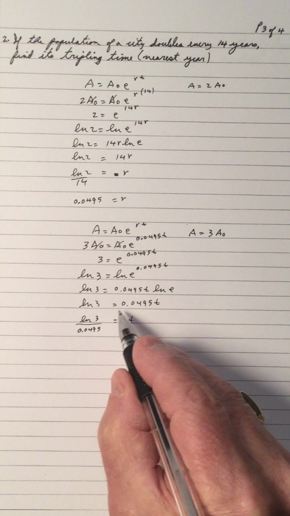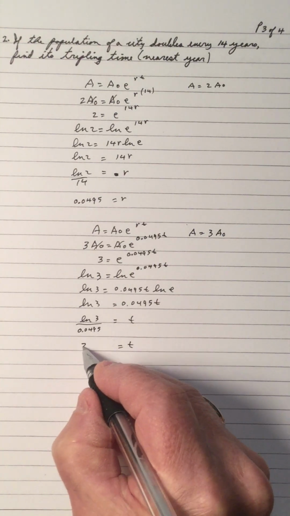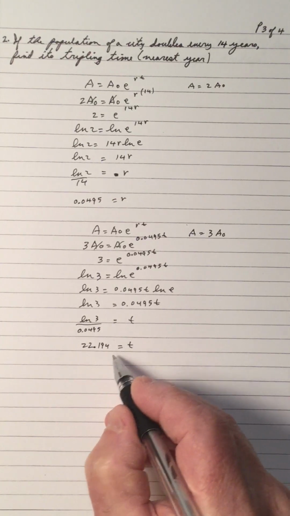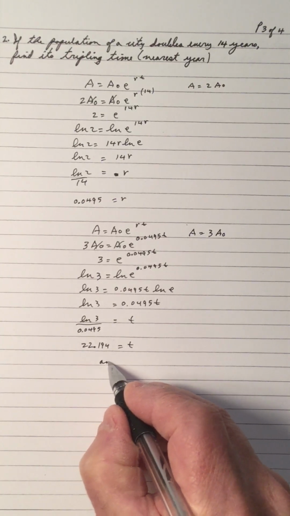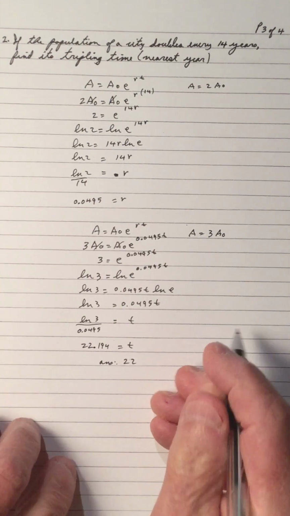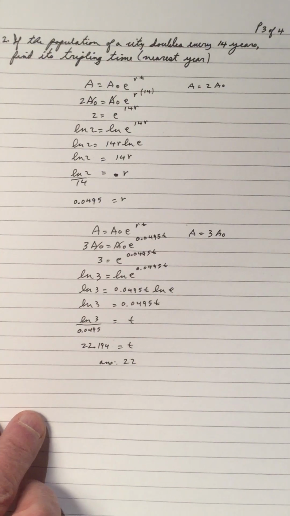Because that's a multiplication, we divide on the other side, so T comes out to be 22.194 when you use your calculator. And so that means the answer to the nearest year is 22. Again, using the ln, natural logarithm, because we have an e, and remember the ln of e is 1.